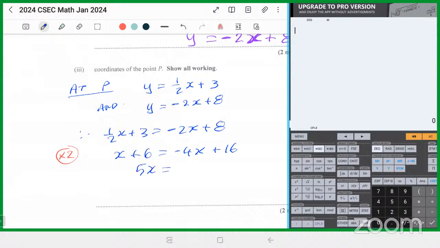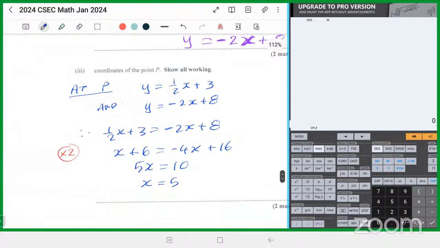And this 6 goes over there and subtract to give me 10. And so when I divide by 2, I'm getting x equals 5. And at x equals 5 is 1 point, I can take the 5 and substitute it here to get the y value at the point P as well. So y would be minus 2 times 5 plus 8.